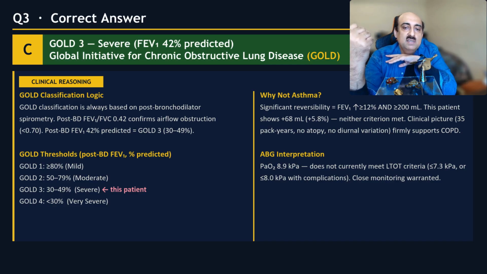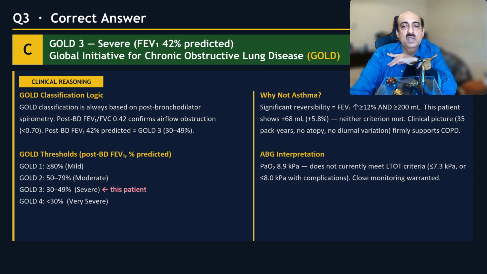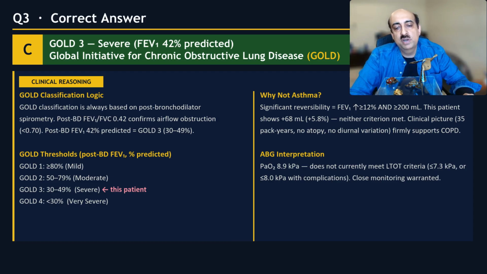Now, arterial blood gas interpretation. The patient's PaO2 is 8.9 kilopascals, but it does not currently meet the long-term oxygen therapy, LTOT, criteria, which are a PaO2 of equal to or less than 7.3, or if it's less than 8 but with evidence of complications in terms of pulmonary hypertension, etc. We'll come to that in our discussion. In this situation, close monitoring is required.